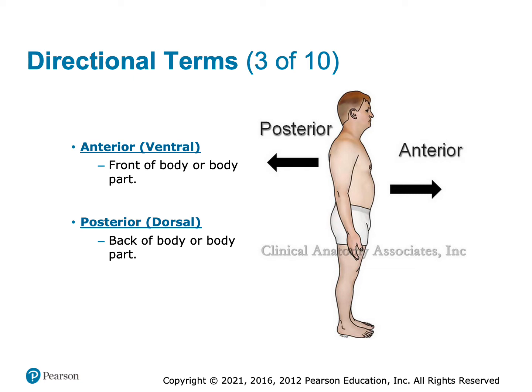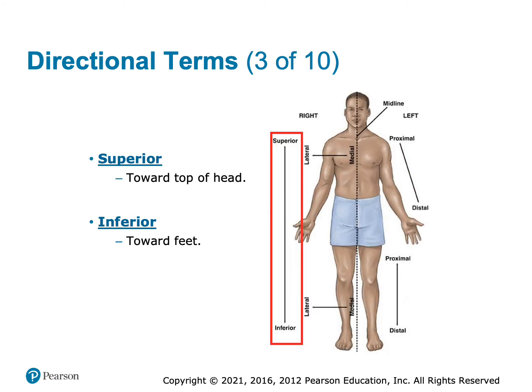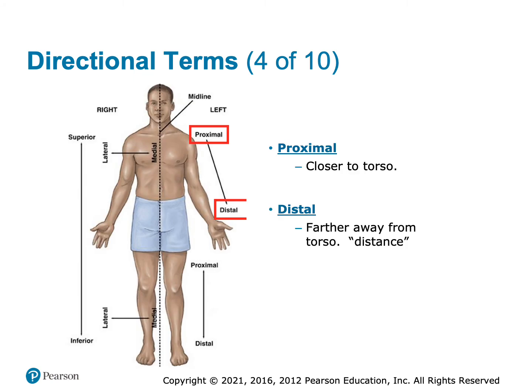Anterior being the front of the body, posterior being the back. Ventral being the front of the body, dorsal being the back. If you think of where a dorsal fin is on a shark, it's on their back, that's dorsal. Next, we have superior and inferior. Superior being towards the top of the head, inferior toward the feet. Proximal and distal. Proximal is usually closer to the torso, distal being farther from the torso.